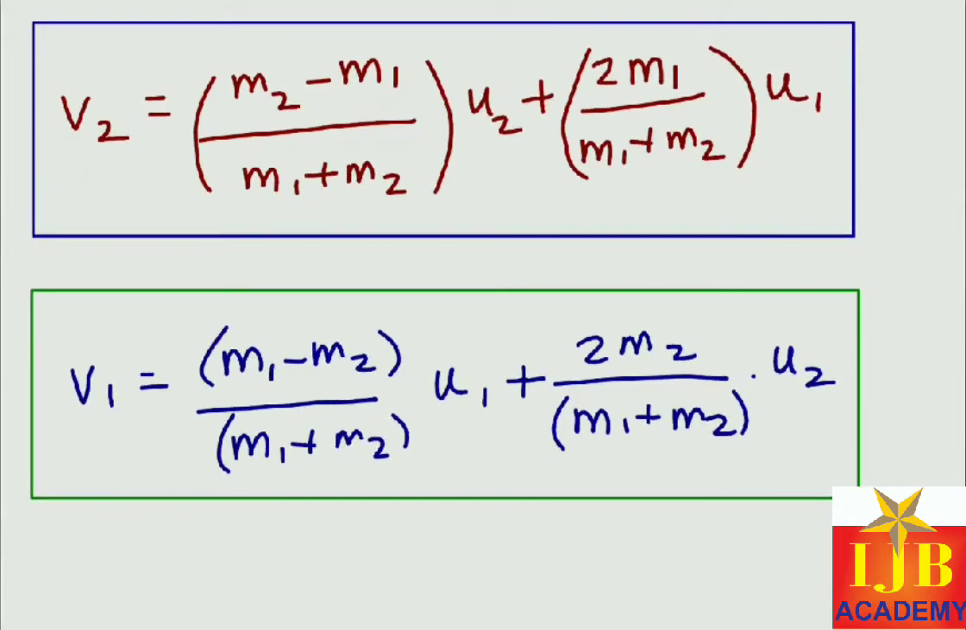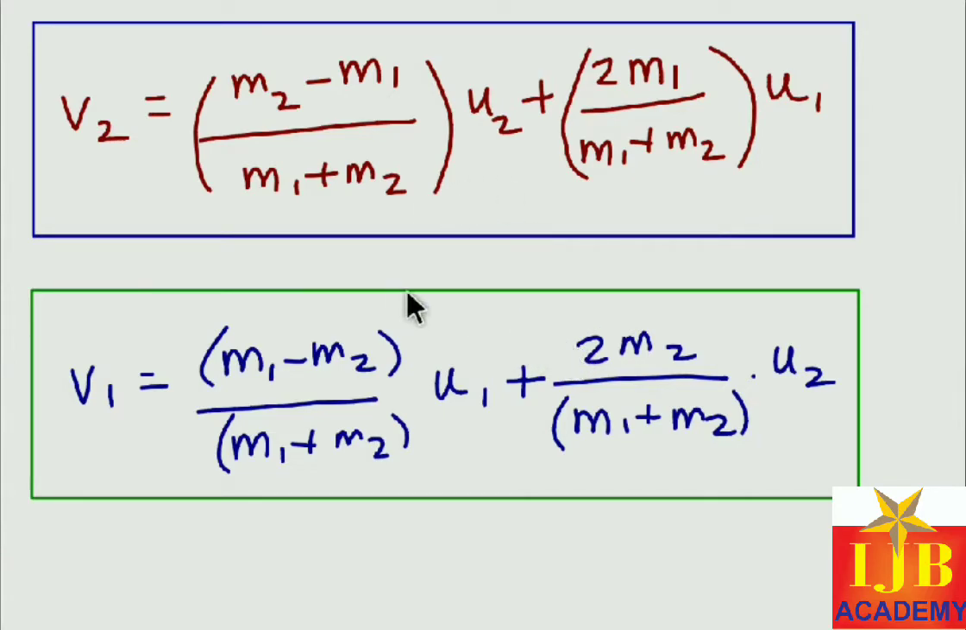It's very easy. If you just remember one formula, you can easily get the second formula. What you have to do is just replace 1 with 2 and 2 with 1. You can see it very clearly in both equations. Just replacing 1 with 2 and 2 with 1 will give you the next equation. So if you learn one equation by heart while doing numericals, you can easily write the second equation. These two final velocity formulas are very important.